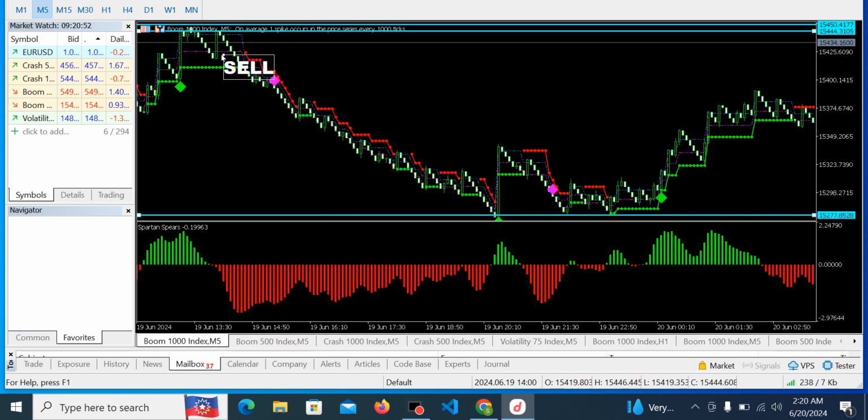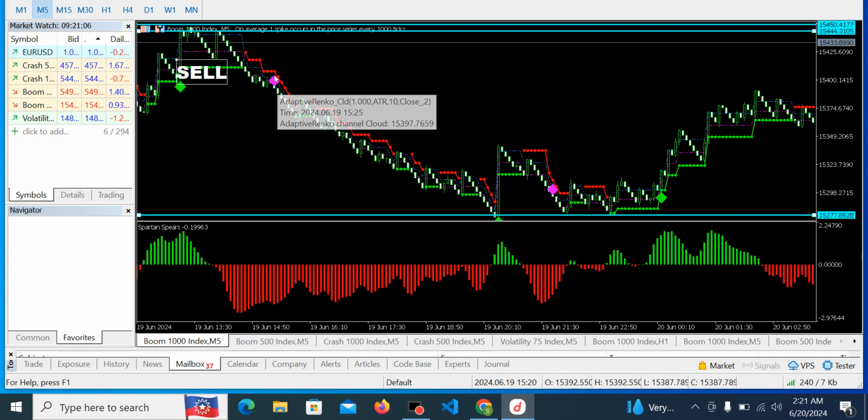How do I know that? Okay, I'm going to prove that to you right now. You can see these dotted red lines. They are telling us that the market is going on a downtrend. Since it is coming from a major resistance zone, it is a very good signal. And this big magenta colored shape right here is giving us a sell signal right from there.